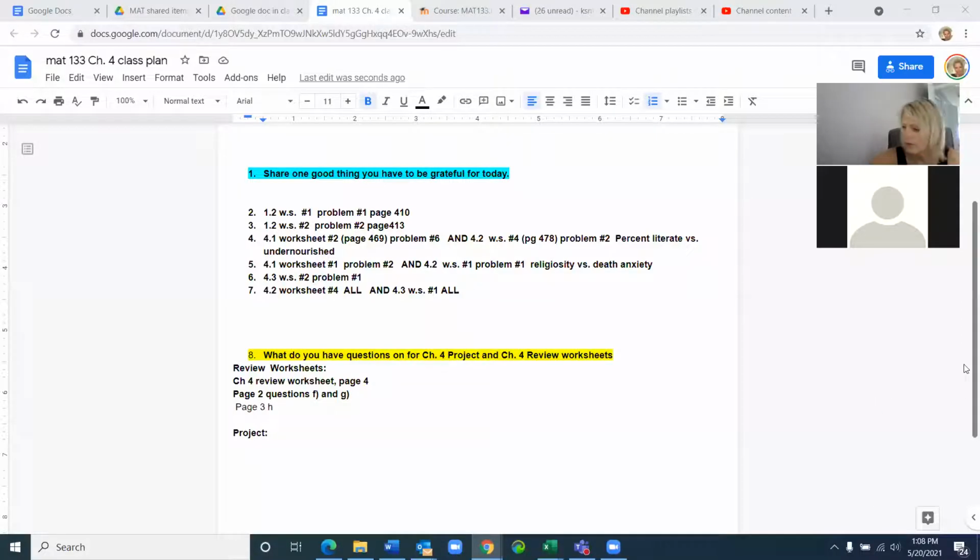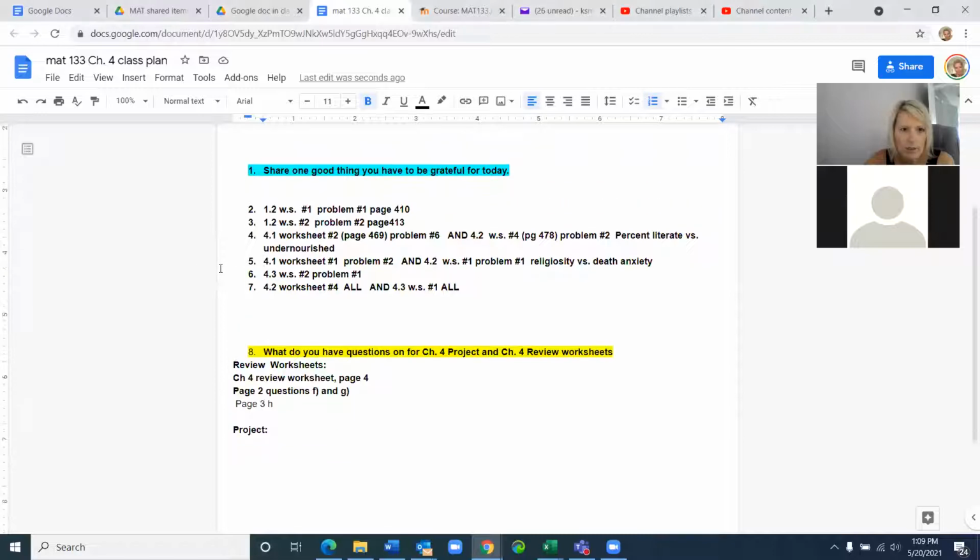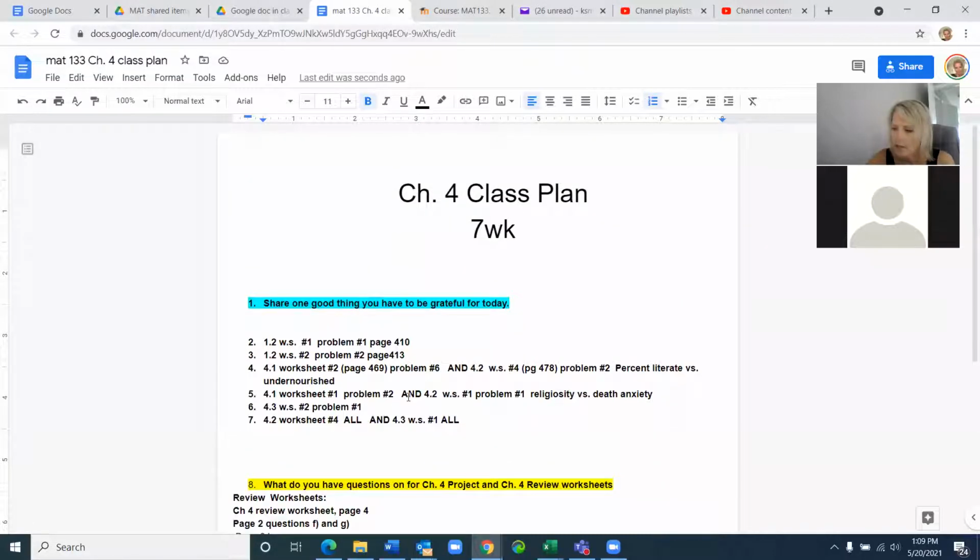Good afternoon. Today we are going to be working on some worksheets from 1.2, talking about designed experiments versus observational studies and bivariate data, which means we're comparing two variables together. And that's our little chapter 1 lesson that goes along with chapter 4. And then we're going to work on some chapter 4 worksheets, which is all about linear relationships.